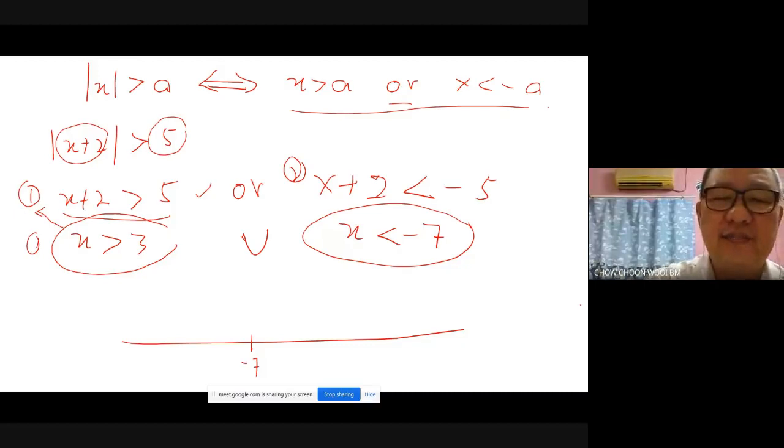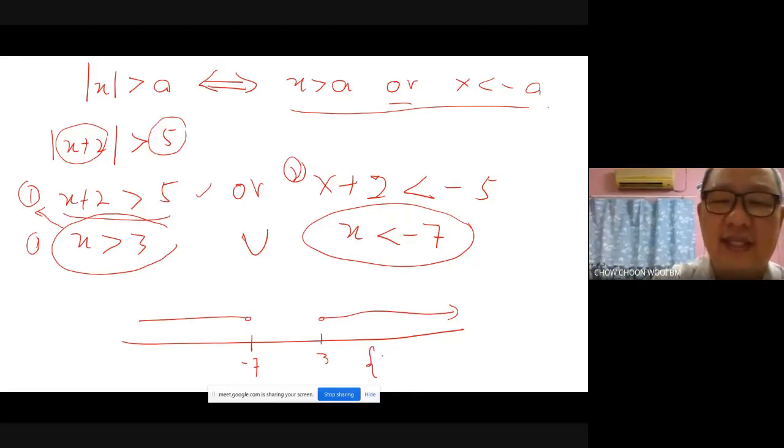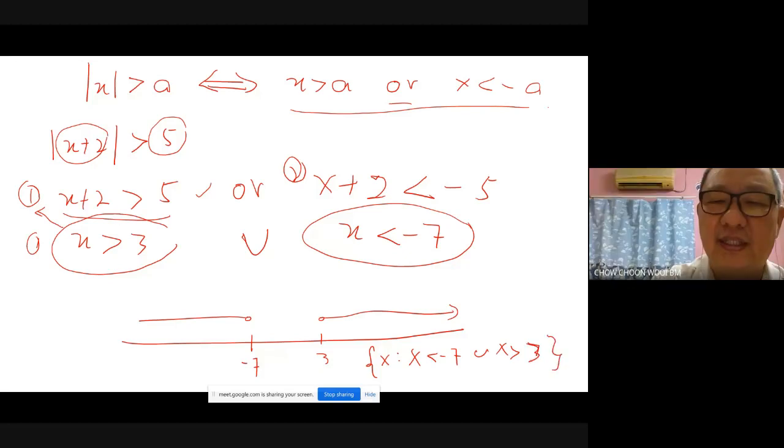So negative 7 and the other one is 3 here. So x is greater than 3 and x is less than negative 7. So we need to merge the answer and write down the answer. X is... okay, X kurang dari negatif 7 or X greater than 3. Macam jawapan. Macam tu.